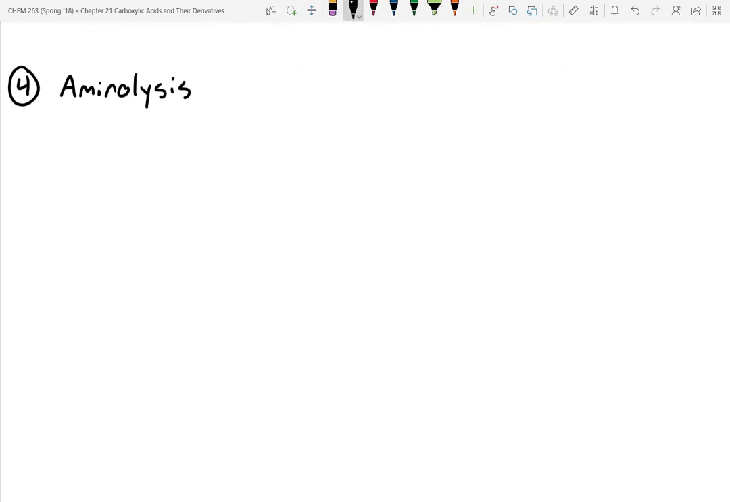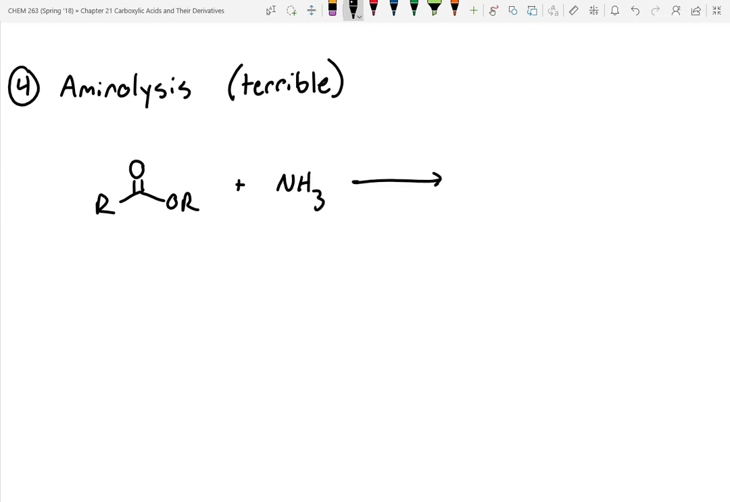And this is a terrible idea, but I'm going to show it anyways because you might see it once in a while. And that's where you take an ester and your amine, and convert this to an amide. The problem is this is really slow. I don't know of any chemist in their right mind that would choose this as a suitable synthetic route. However, it can occur. It just takes a long, long time.